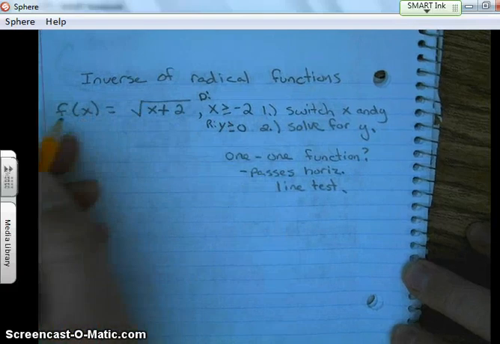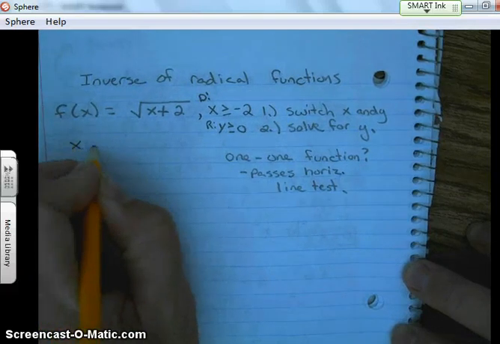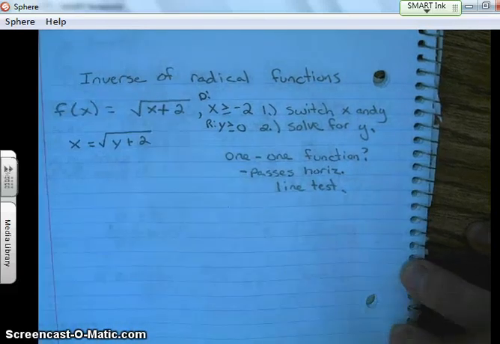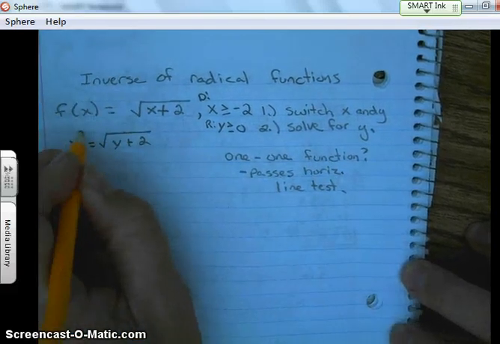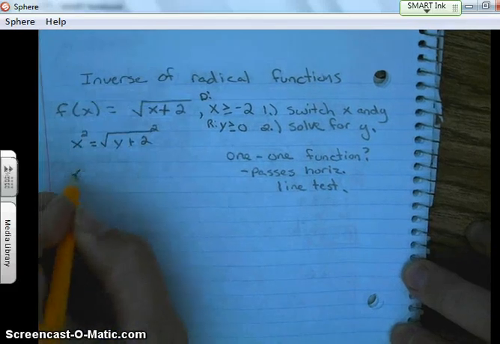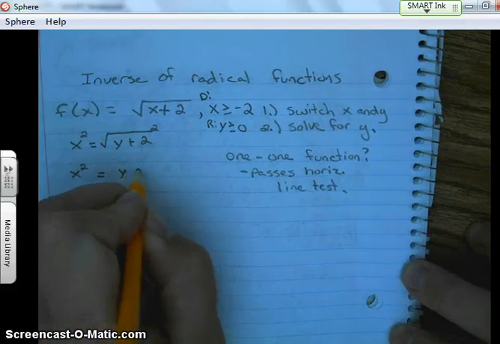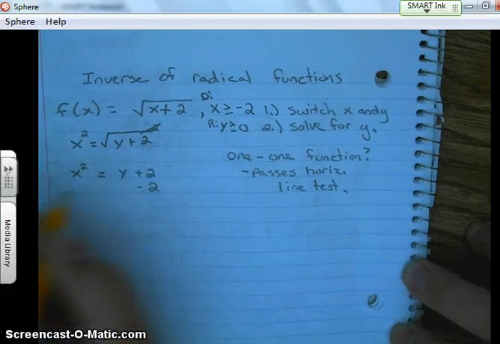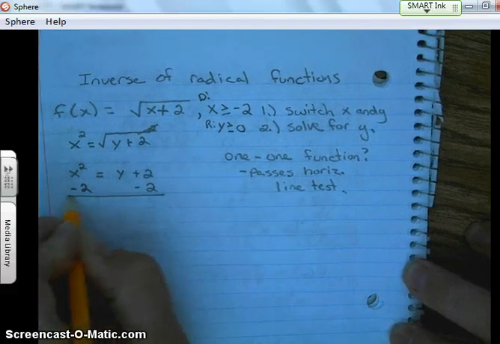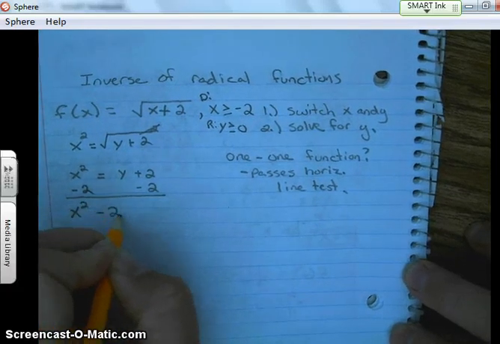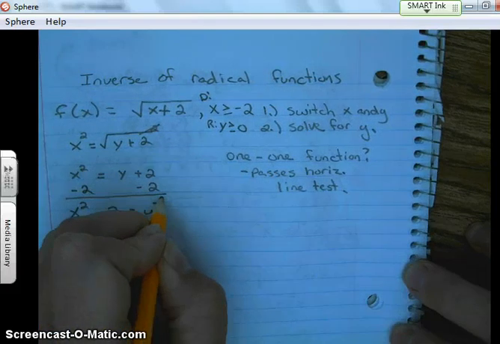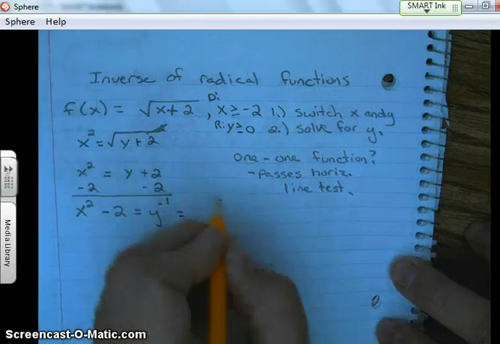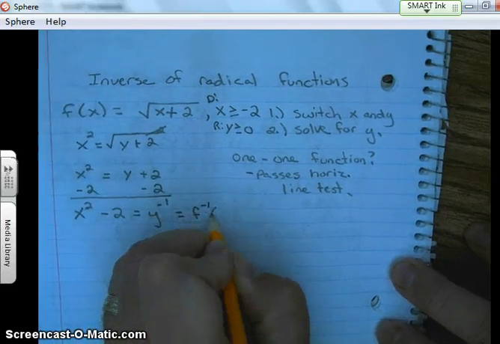So switching the x and the y, this represents y, so that's going to be x. Okay, now we want to solve for y, so we're going to square both sides. And to denote inverse, we use the -1. And our original is in function notation, so the inverse function of x.